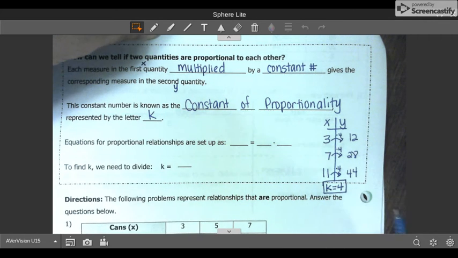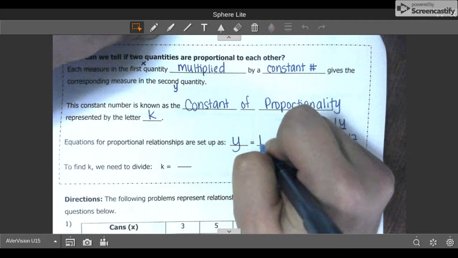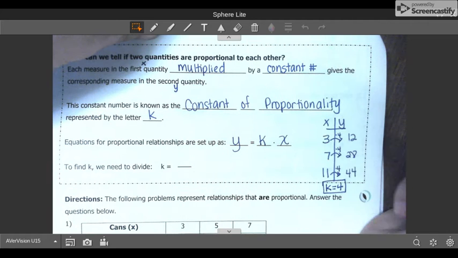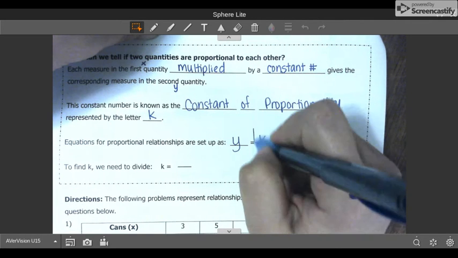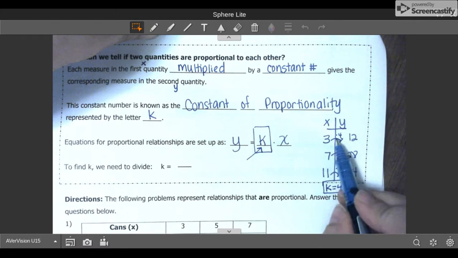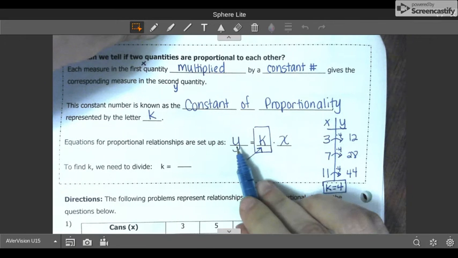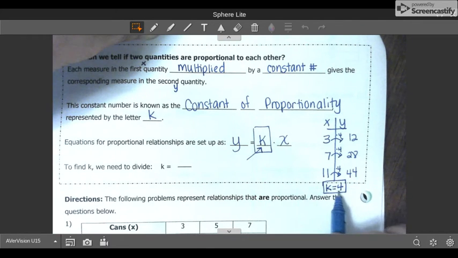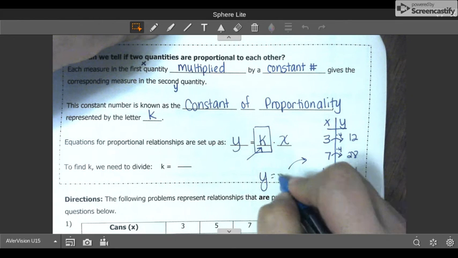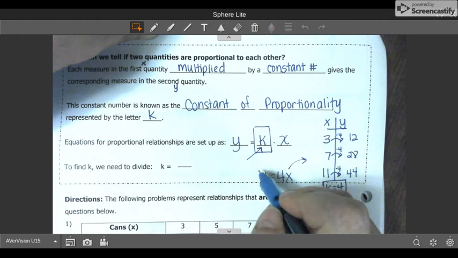And they're going to ask you to write equations for proportional relationships. And to do so, you're going to use this form, y equals kx. And all you have to do is plug in the number that you found to be k. So here, the number I multiplied x by was 4. So my equation's y equals kx. I plug in 4. My equation here is y equals 4x. All I did is plug in 4.